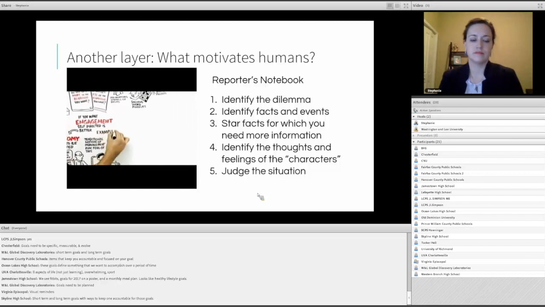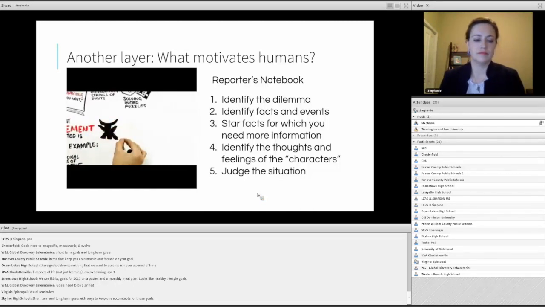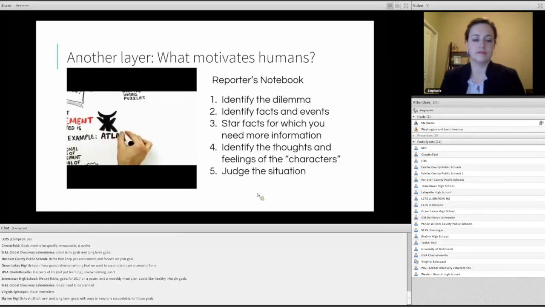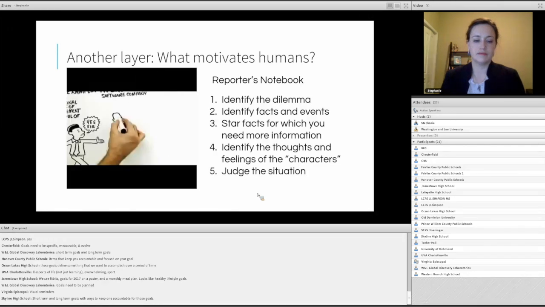Let me give you some examples of almost radical forms of self-direction in the workplace that lead to good results. Let's start with this company right here, Atlassian, an Australian company. It's a software company, and they do something really cool.